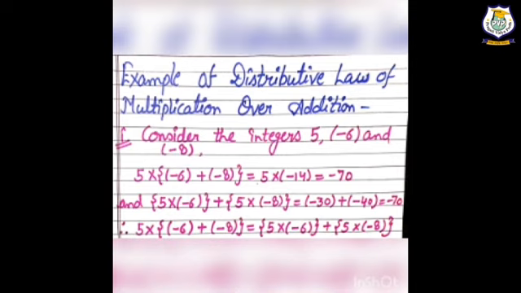So 5 into minus 6 plus minus 8 equals 5 into minus 14, which is equal to minus 70, and 5 into minus 6 plus 5 into minus 8, which is equal to minus 30 plus minus 40 equal to minus 70, such that 5 into minus 6 plus minus 8 equals 5 into minus 6 plus 5 into minus 8.